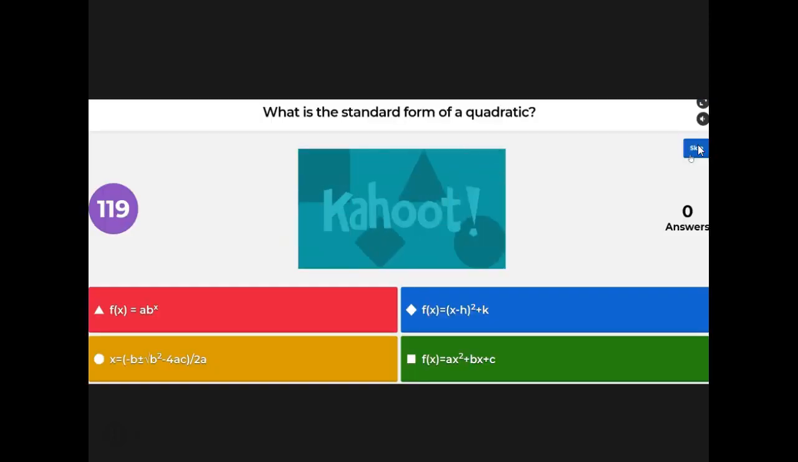What is the standard form of a quadratic? Which of the following is standard form?